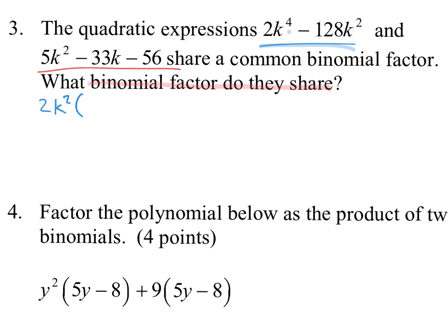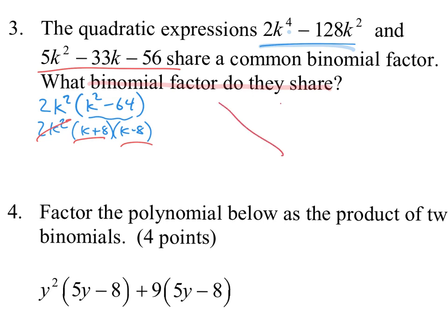Well, first we're going to start off by taking the greatest common factor. And I think the greatest common factor of the blue one is 2k squared. So when I take out 2k squared, I get k squared minus 64. And hopefully you recognize that k squared minus 64, that's one of our patterns. So that's going to turn into k plus 8, k minus 8. Okay, so what binomial factor do they share? Well, right away we should already see we're down to 2 answer choices, because 2 of those are binomials and 1 is not. So it could be k plus 8, it could be k minus 8, but it can't be 2k squared.